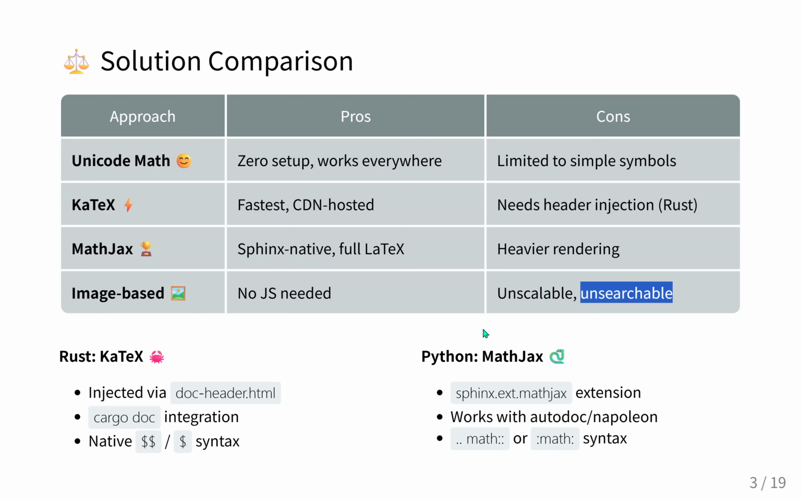Which leads us to the heavyweights, the actual rendering engines that solve these problems. Option 3 is MathJax. Right, MathJax. This is the native choice for Python's Sphinx documentation system.